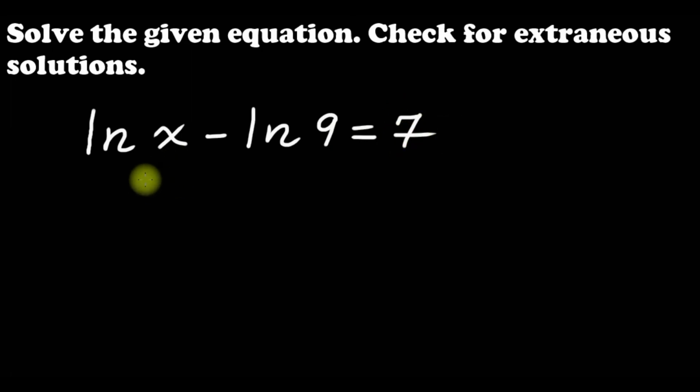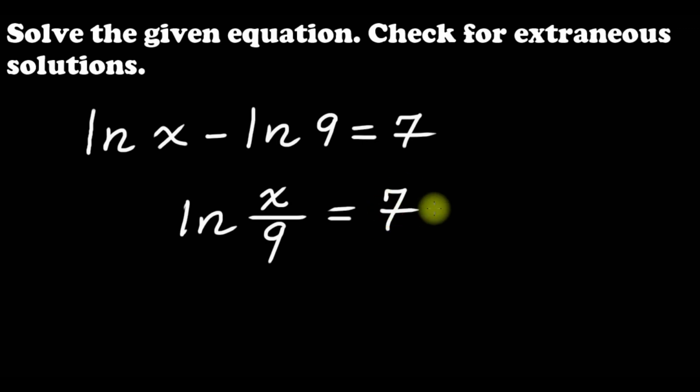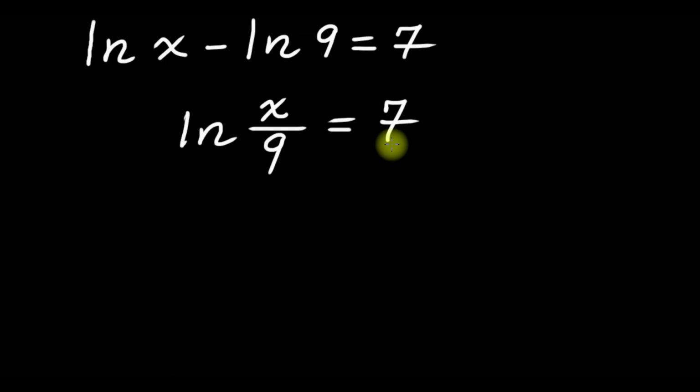Okay, so I have to condense this into a single log, the one on the left hand side. So that's going to be ln of x over 9 using the quotient property, and that equals 7. I do not have ln on the right hand side that I can cross out the ln on the left hand side. So what I am going to do is change it to exponential form.